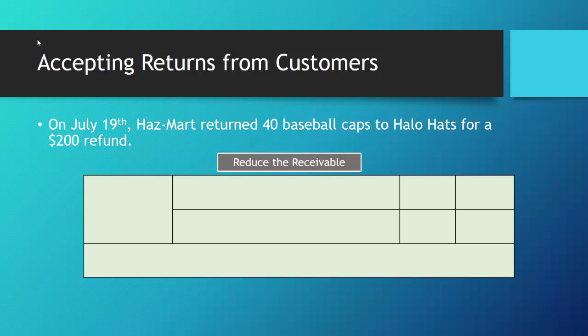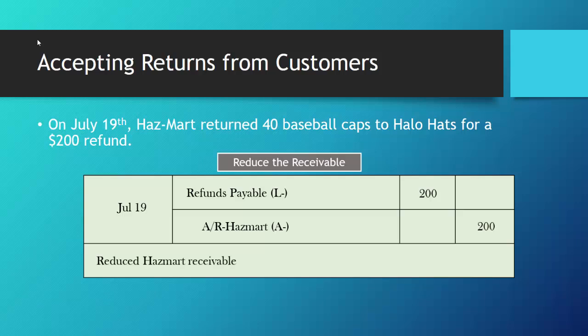The first one is going to reduce our receivable. So when we reduce the receivable on July 19th, we're going to take it out of that refunds payable, right? We are refunding right now, which means our liability for future refunds has to be going down. And like all liabilities, refunds payable is going to go down on the debit side. So we debit refunds payable for that $200 refund that we are giving to Hasmart. What else do we have to reduce? The amount of money that Hasmart owes us. If they're returning baseball caps to us, they're not going to pay for those caps. So we should reduce their receivable by the same $200. What happened here is we reduced Hasmart's receivable.